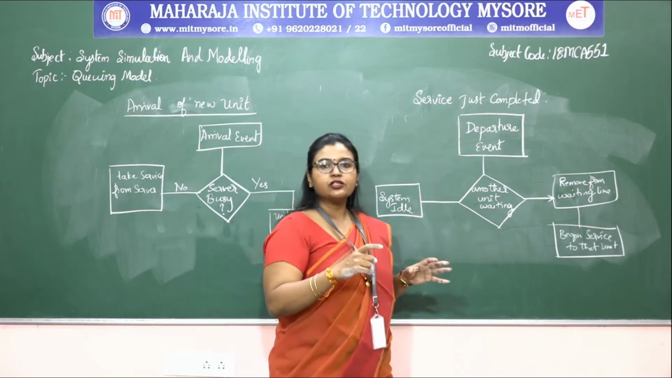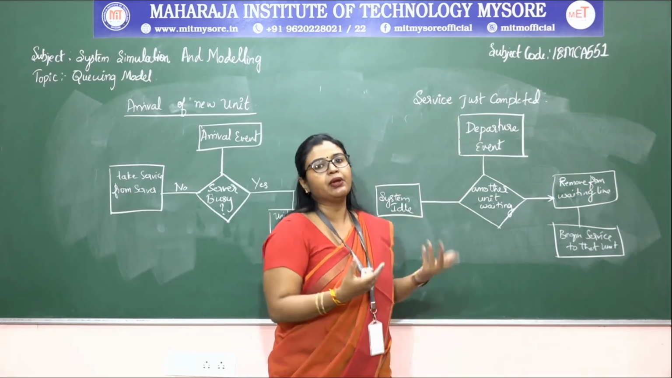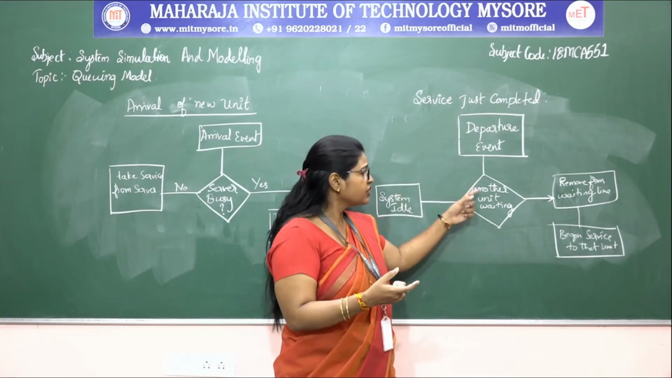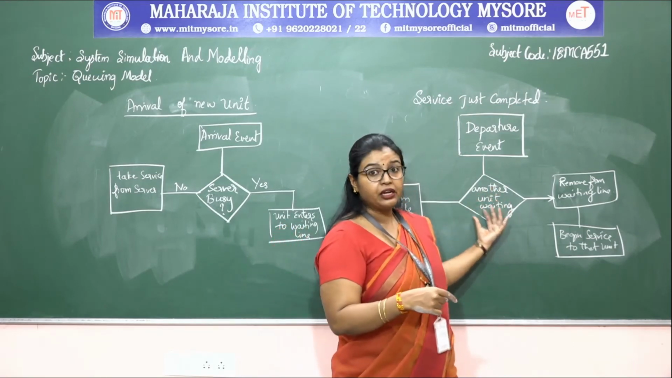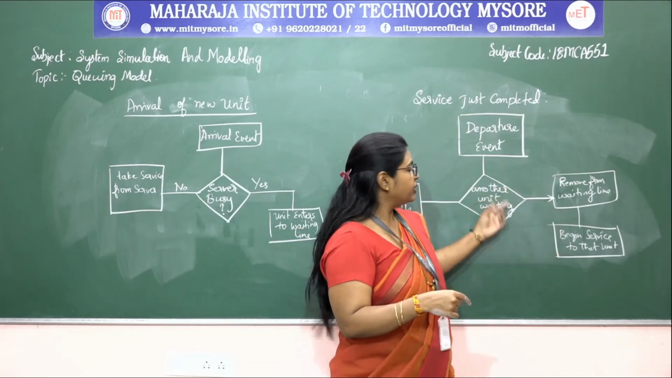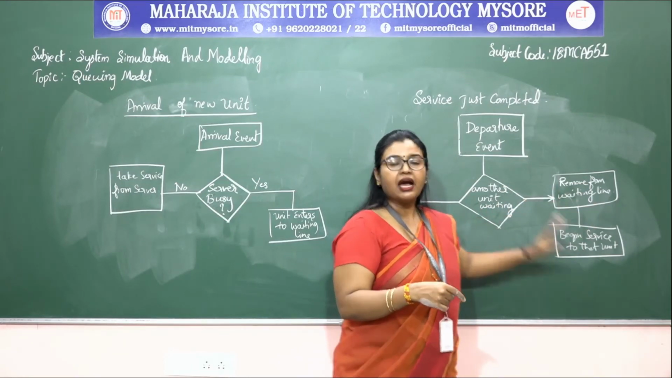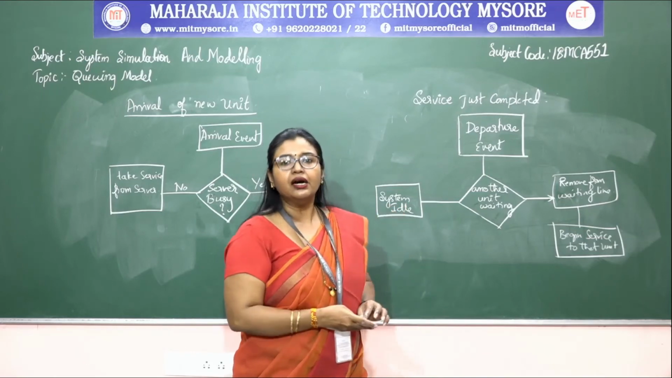One is there may be chances of a customer waiting in the system, or else there may not be a customer in the waiting line. If the customer is present, then that customer has to be removed from this particular waiting line and we start giving the service to that customer. Otherwise the system, or else the server, will become idle.